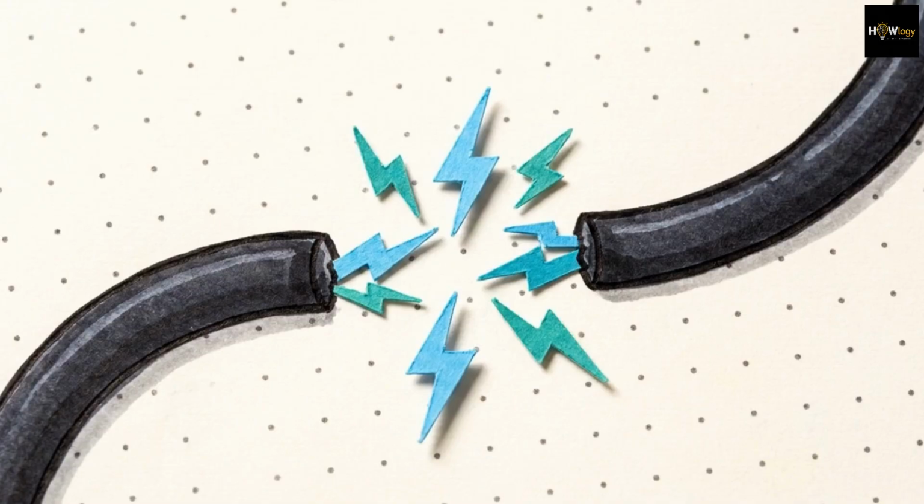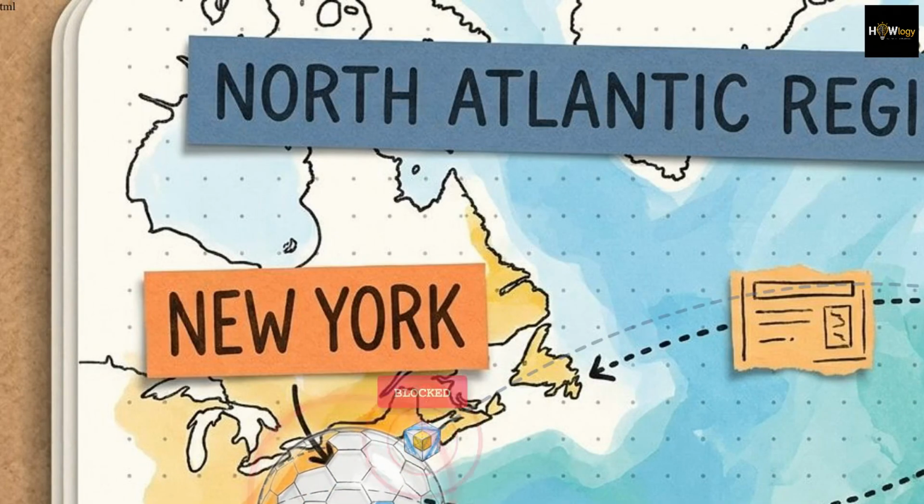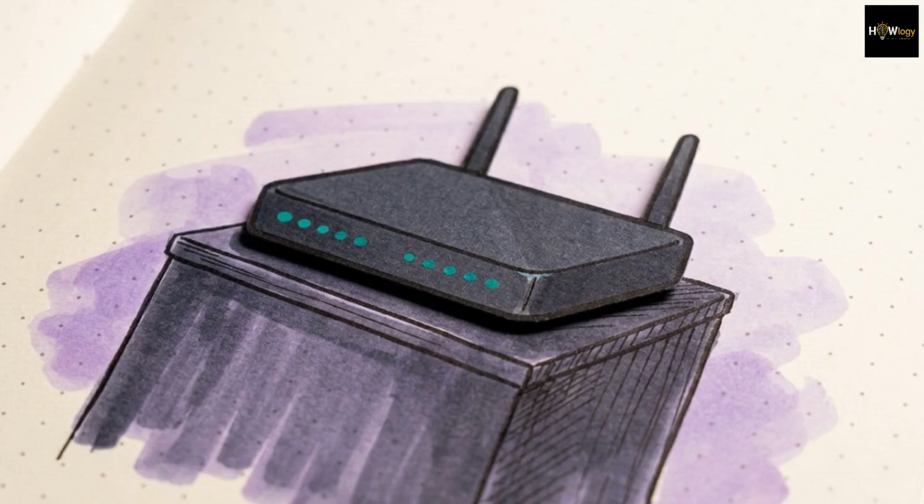But dividing the network creates a new problem. If the accounting team in New York is now isolated on their own secure segment, how do they send a file to a server on a completely different segment in London? To bridge that gap, the network needs a dedicated traffic director.